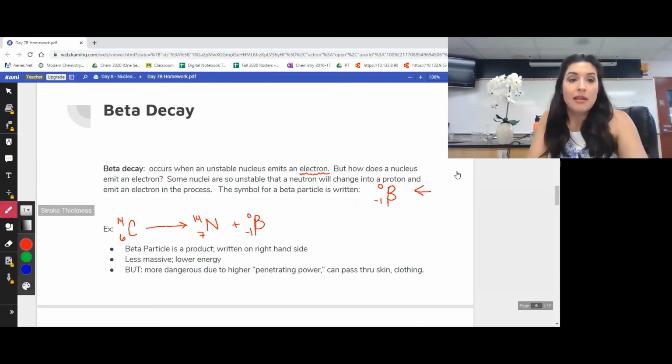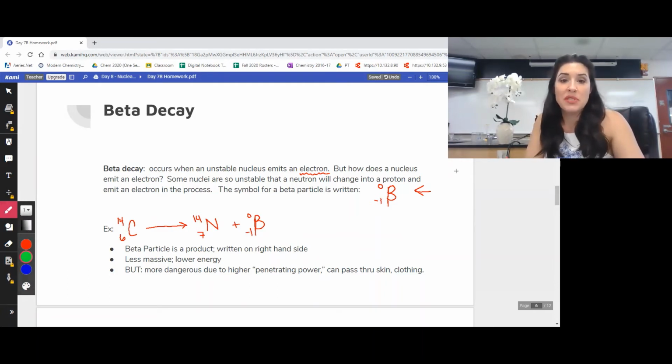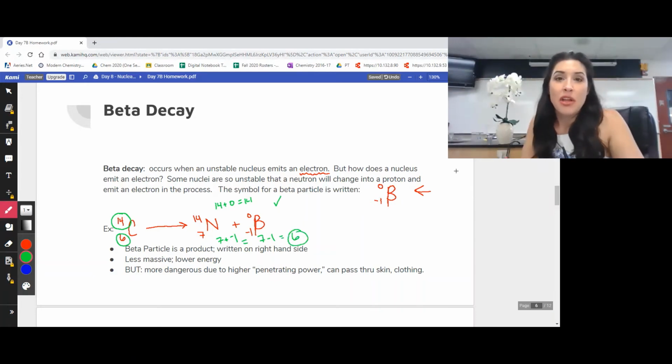And if we check the sums of the mass numbers and the atomic numbers on both sides, we'll see that this is balanced. On the reactant side, I have 14 for the mass number. Over here, I have 14 plus 0 equals 14. So the mass numbers check out. Down below, I have a 6 on the reactant side, 6 for the number of protons. On this side, I have a 7 plus a -1, or in other words of writing that, 7 minus 1, for 6 in the total number of protons. So this is a balanced reaction.